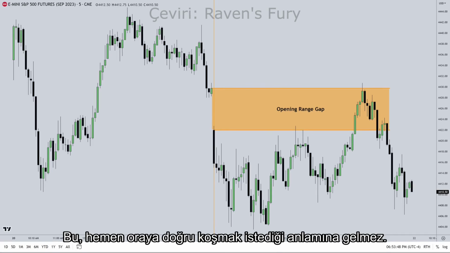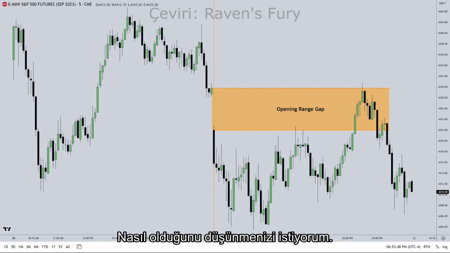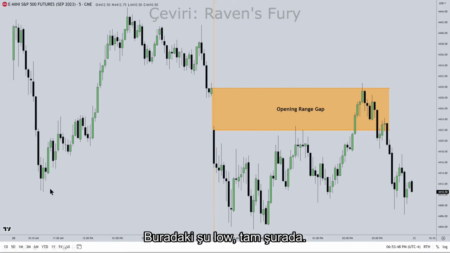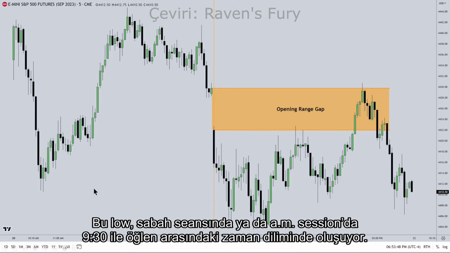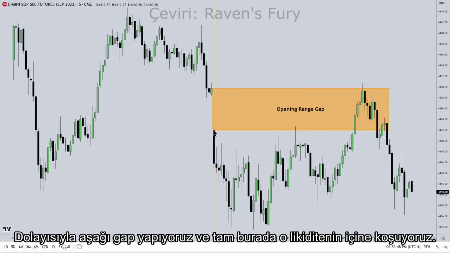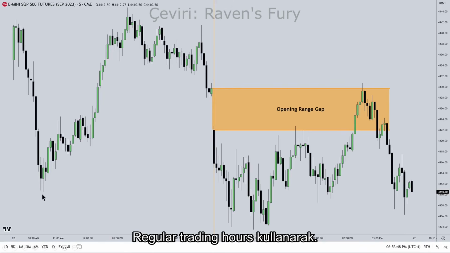It doesn't mean it wants to run up there immediately, okay? I want you to think about how the market reaches for liquidity, and where does it want to go after it goes there. This low over here, right in here, that low is occurring in the morning session or the AM session between 9:30 and noon. So what would be residing below that? Sell stops. So we call that sell side liquidity. So we gap lower and then run into that liquidity right there using regular trading hours.